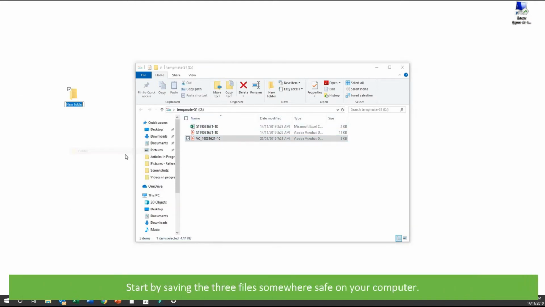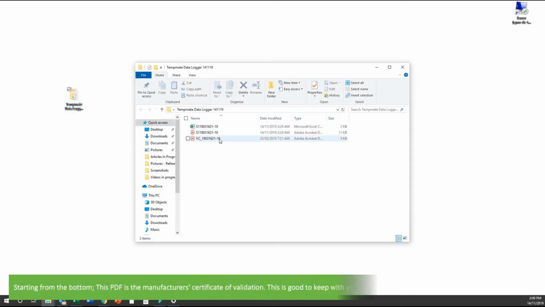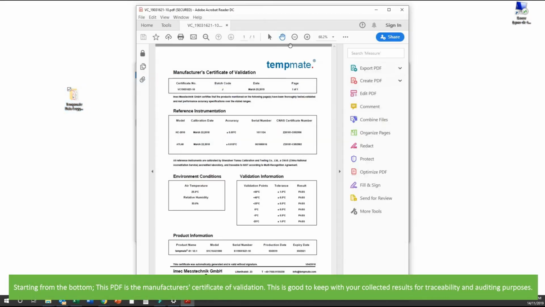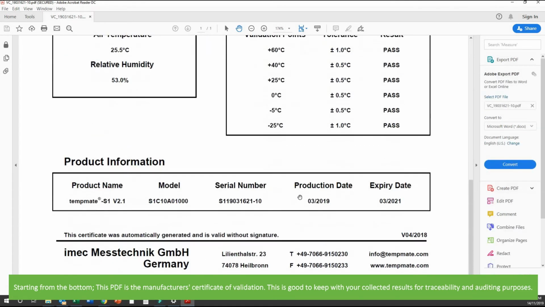Start by saving the three files somewhere safe on your computer. Starting from the bottom, this PDF is the manufacturer's certificate of validation. This is good to keep with your collected results for traceability and auditing purposes.